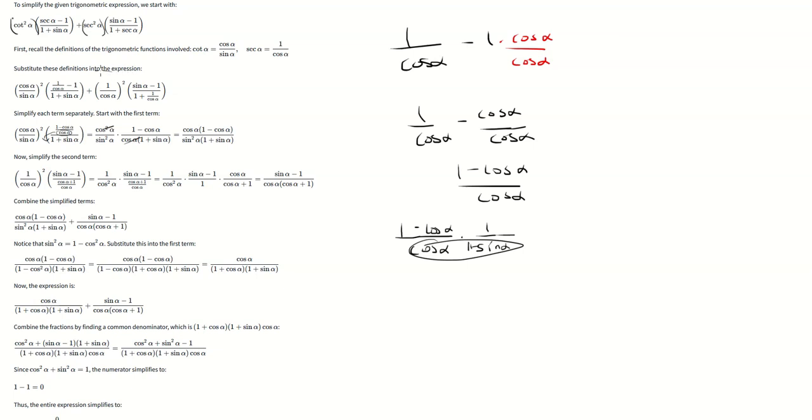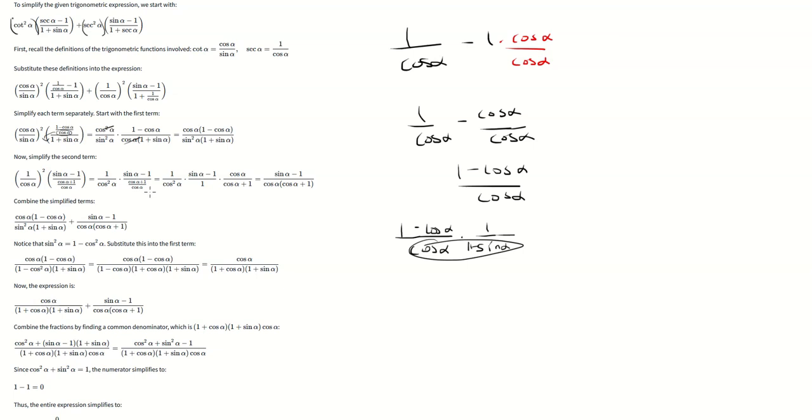Now we're going to simplify this term. So here we have 1 plus 1 over cosine alpha. You multiply this by cosine alpha over cosine alpha to get cosine alpha plus 1 over cosine alpha. And then you distribute the square. So 1 over cosine squared is just 1 over cosine squared.